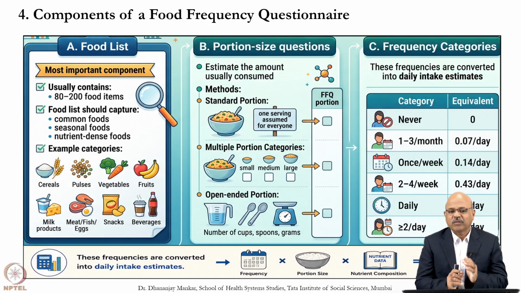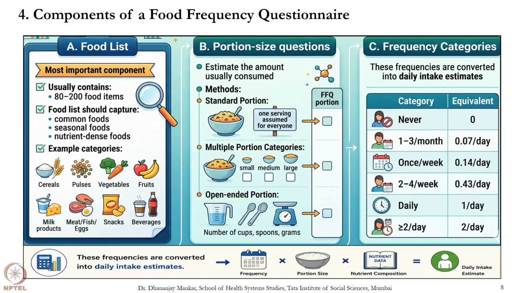Open-ended portions, where you can say number of cups or spoons or grams, move on to the complexity, where you have to derive according to the proportion in terms of measurement. You have to state this. The third and very important part is the frequency categories.